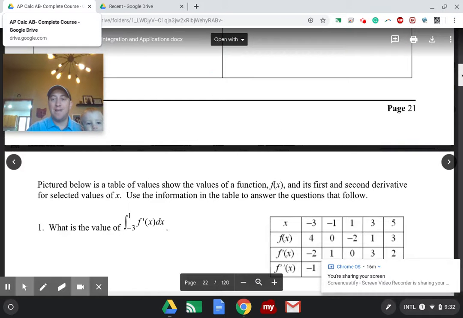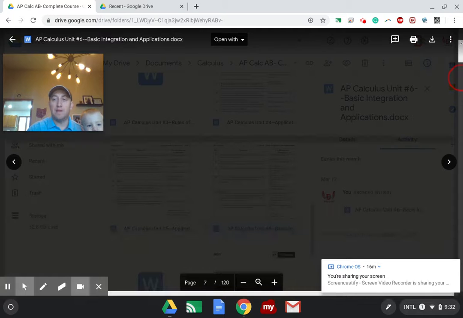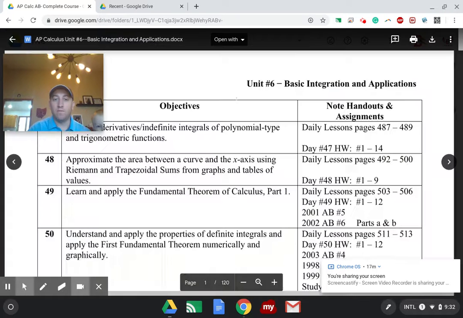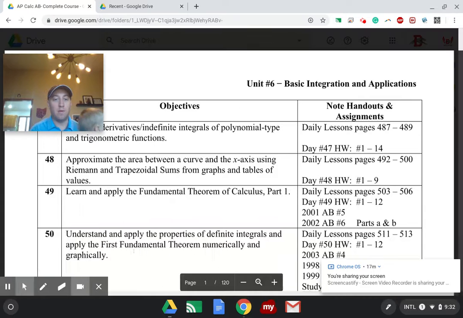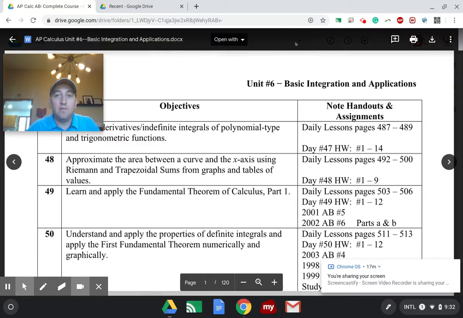On Friday, I will be posting the next section of notes, and then we can go from there. Basically talking about properties of integrals. And then after that, we're basically done with this half of the unit. So same thing. If you have any questions, just email me.